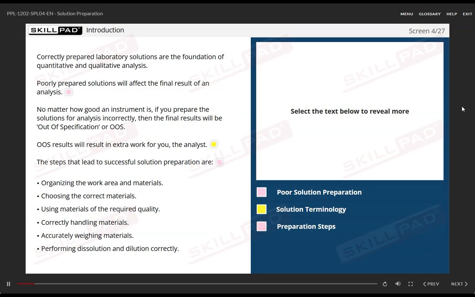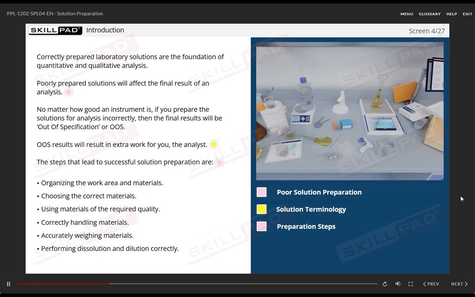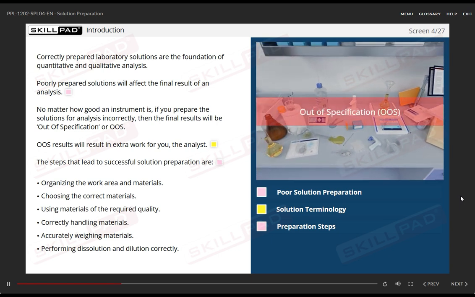Introduction. Correctly prepared laboratory solutions are the foundation of quantitative and qualitative analysis. Poorly prepared solutions will affect the final result of an analysis. No matter how good an instrument is, if you prepare the solutions for analysis incorrectly, then the final results will be out of specification, or OOS.